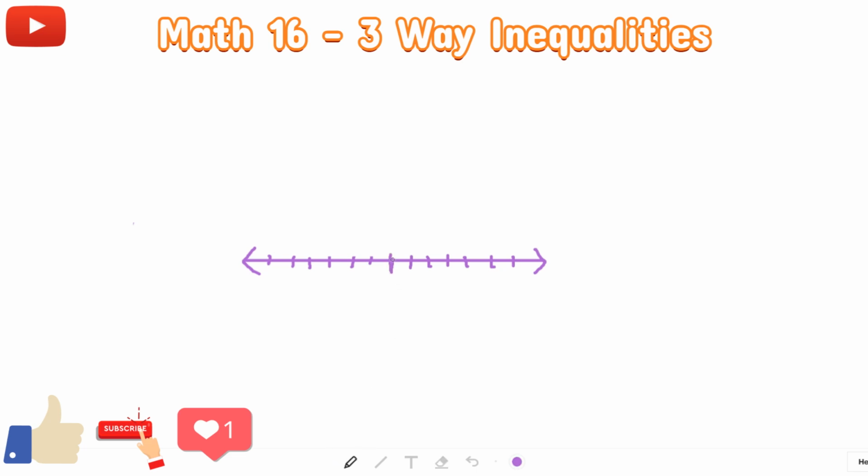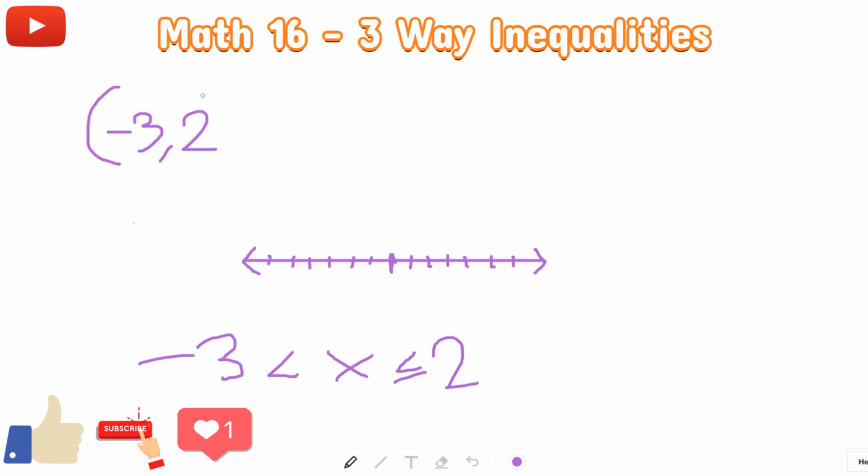For our final example, we have -3 is less than x, which is less than or equal to 2. Since we already have inequality notation, we must now transfer this to interval notation. See, this is the fairly simple one. We can simply put a parenthesis here, -3, comma, 2, and then a bracket, since this section is a compound inequality.